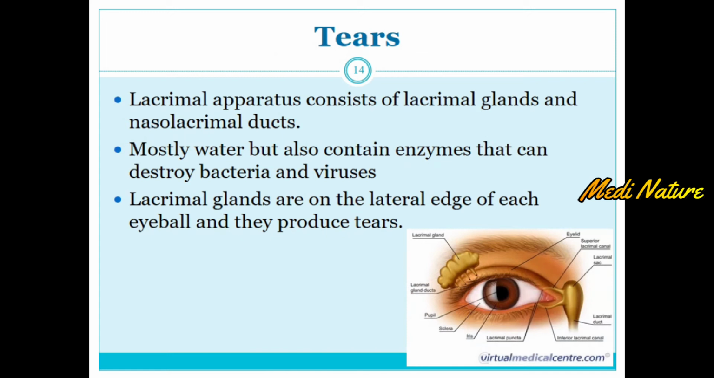The important appendage related to the eye is the lacrimal apparatus. It consists of lacrimal glands and nasolacrimal ducts. Lacrimal glands produce tears, which are important for the cleaning of the eye. Tears are mostly watery, but they contain enzymes that can destroy bacteria and viruses. These lacrimal glands lie on the lateral edge of each eyeball.